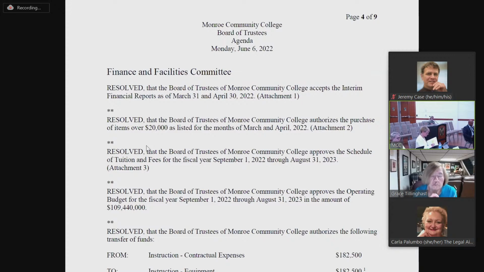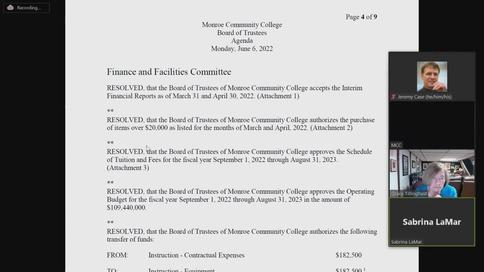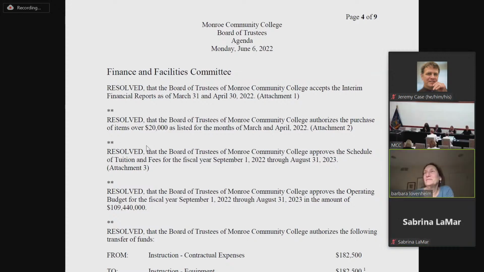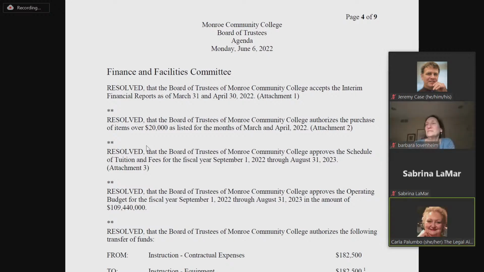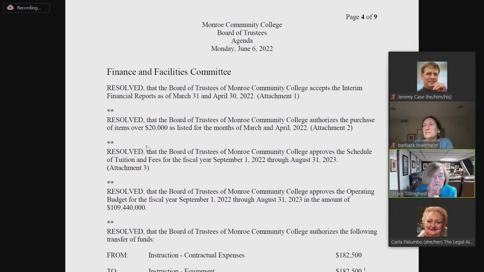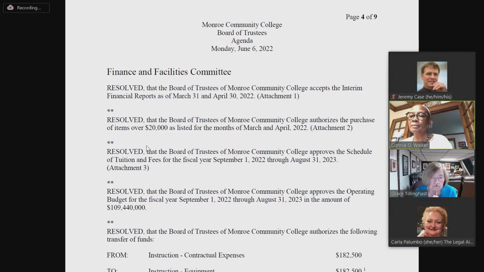Trustee Paula Barlow, Aye. Sabrina Lamar, Aye. Barbara Lovenheim, Aye. Carla Palumbo, Aye. Grace Tillinghast, Aye. Connie Walker, Aye. Alan Williams, Aye.